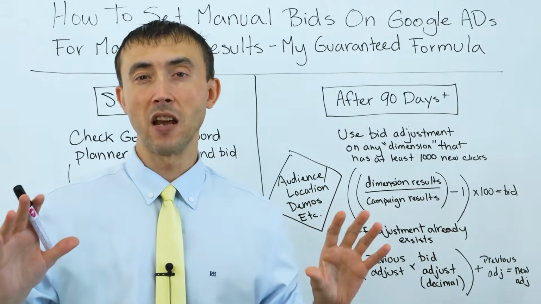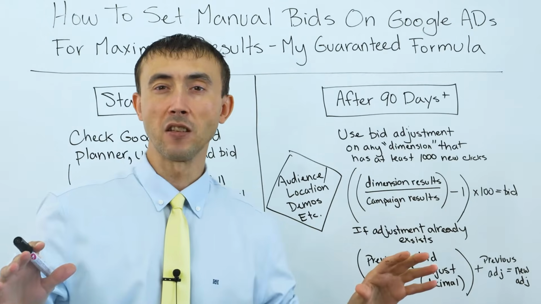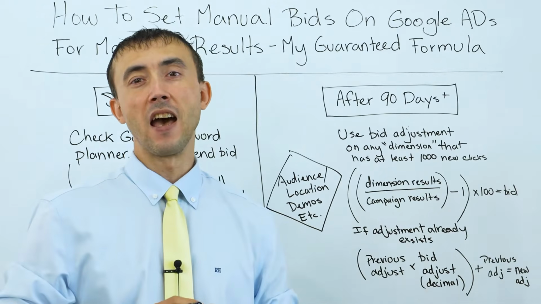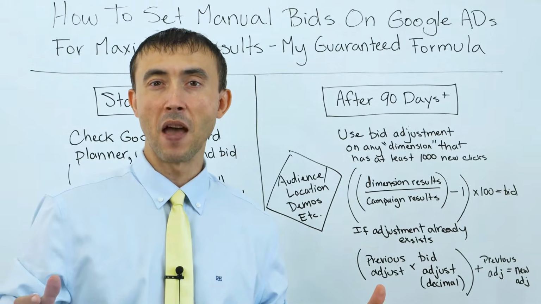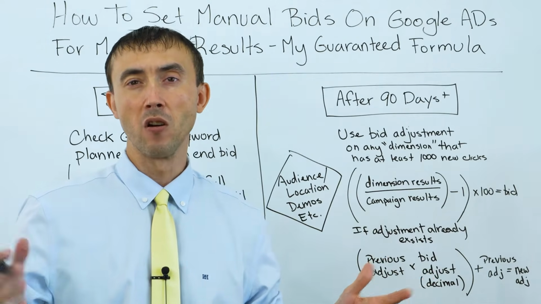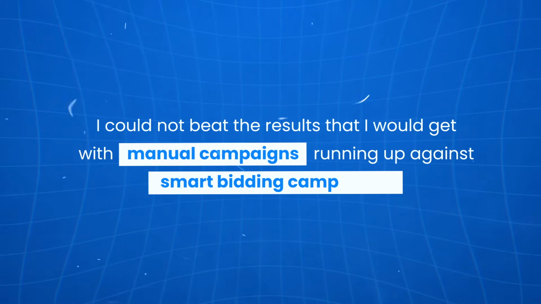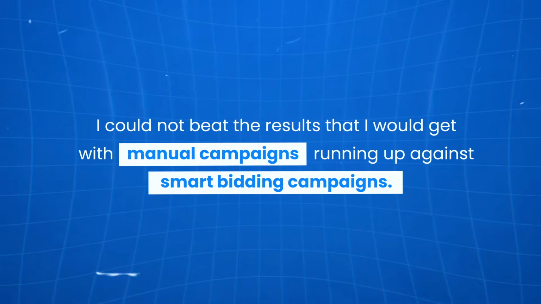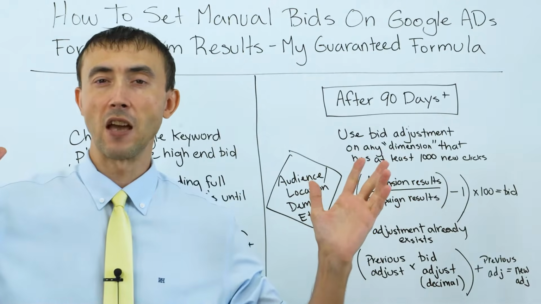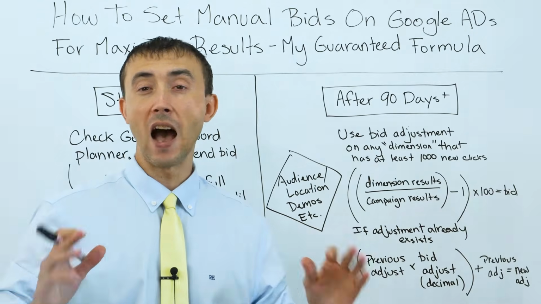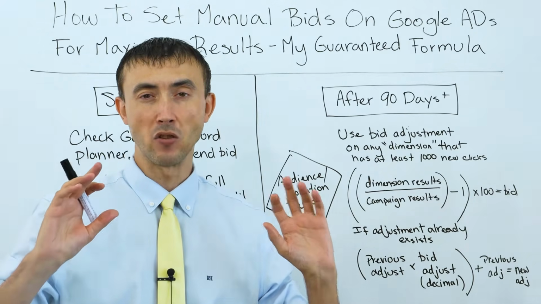I know, I was there once. I was totally resistant to smart bidding for a long, long time. I audited accounts all the time, and I would have campaigns set up with manual bidding, and eventually, smart bidding came 3-4 years ago. I could not beat the results that I would get with manual campaigns running up against smart bidding campaigns. And I was just like, okay, we can't do manual bidding anymore. So I know it's a tough pill to swallow, but I ran manual bidding campaigns too long.